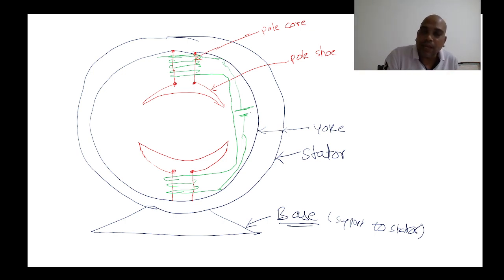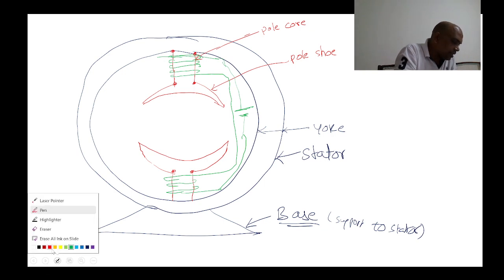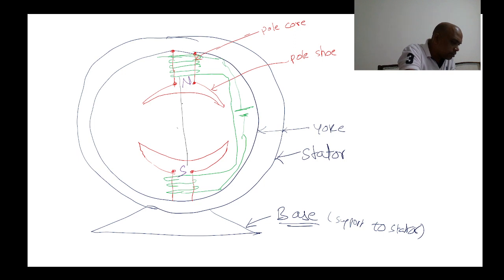If you give DC supply, what happens? Whenever a constant current passes through the coil, a constant magnetic field is developed. Constant magnetic flux lines are developed. These flux lines move from North Pole to South Pole.